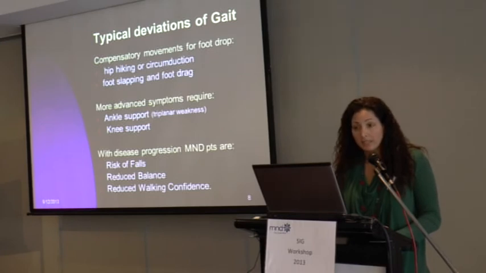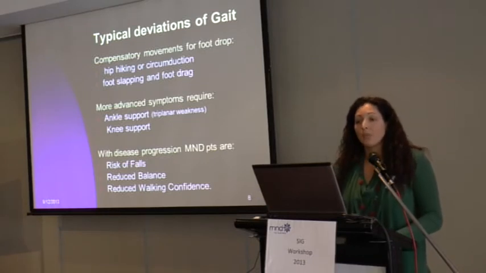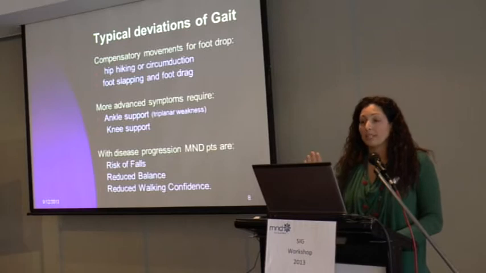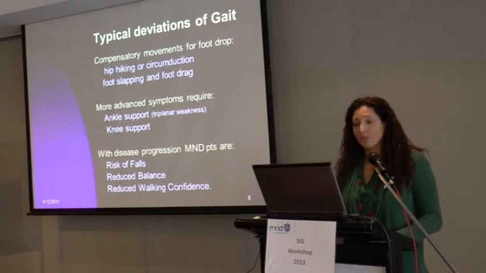Typical deviations of gait: they compensate their movements for foot drop by hip hiking, which is flexing at the hip to clear the foot, or circumduction, which is that rotation of the limb to clear the ground. Foot slapping, which is that uncontrolled movement when their foot lands on the ground, there's a slap because they don't have the muscle power to slow down the foot. And foot drag. More advanced symptoms require ankle support, medial lateral ankle support, not just foot drop. The ankle is weak on all three planes, and knee support.